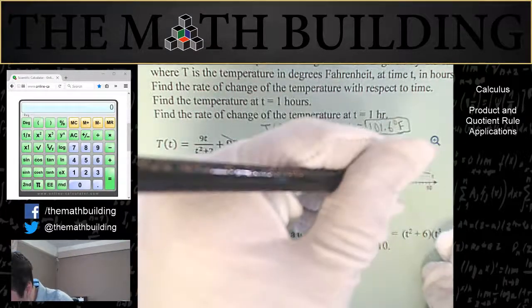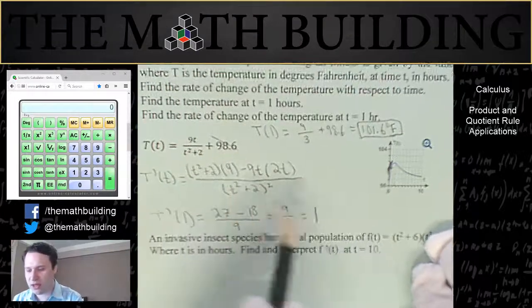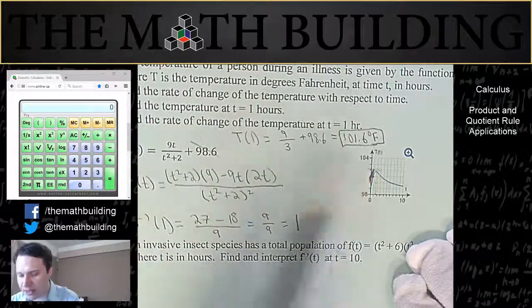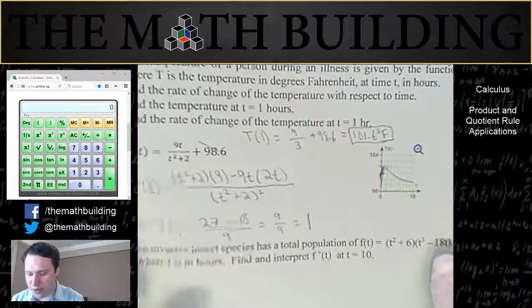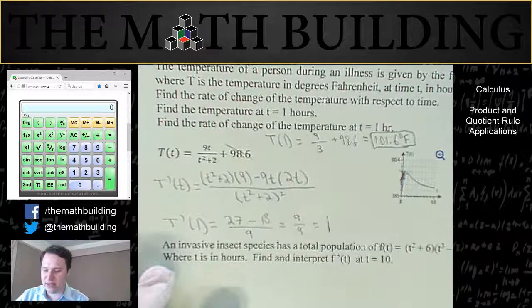If we were to try plugging in, say, 1.5 into this derivative function, you can see that that's where we're kind of flattening off. So I'll let you do that on your own, but you should get a value maybe a little closer to 0 because that's when their temperature is leveling off.